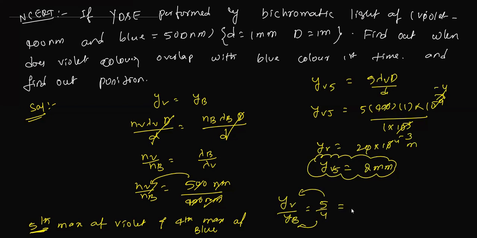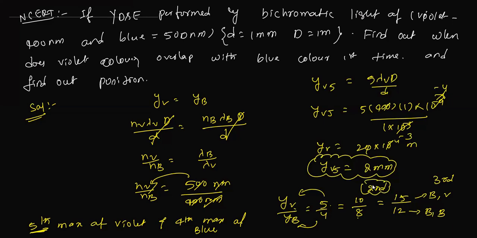If they ask you the second time, you just multiply with 2. 5 times 2 is 10, 4 times 2 is 8. So the 10th of violet color and the 8th of blue color will match. If they ask the third time, you multiply 5 by 3, which is 15, and 4 by 3, which is 12. The 15th bright fringe of violet color and the 12th bright fringe of blue color will meet the third time. This is for the second time.